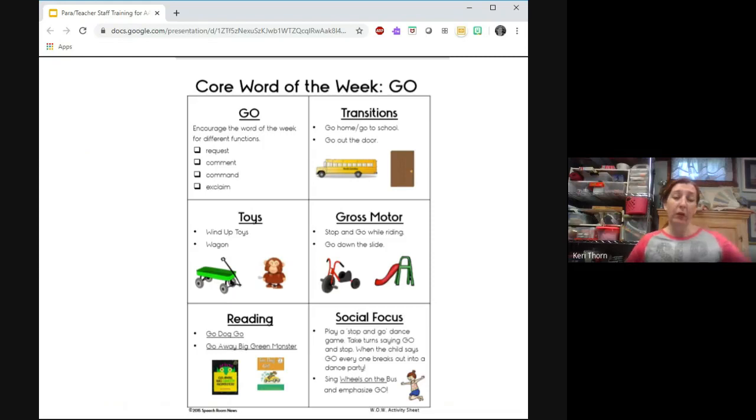So here's an example of the word go. Simple, two letters, very powerful. You can say during transition times, go home, go to school, go out the door. You can have wind-up toys and make them go. We're in the wagon down the hallway, we're making it go. We're going down the slide. We make the bike go in the hallway. We've got reading books that have to do with go. We could do social activities with wheels on the bus. We can do red light, green light, and do stop and go. So there are all these opportunities for them to learn to use this word throughout their whole day.